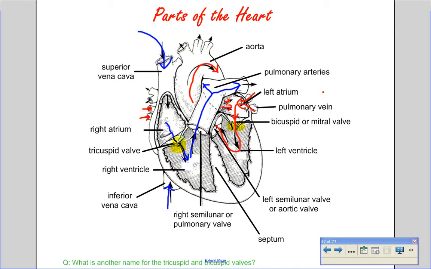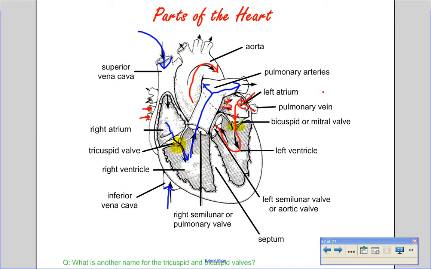The tricuspid valve has 3 points of attachment where this valve attaches down into the walls of the ventricle. On the left side is the bicuspid. Like the name suggests, instead of having 3 points of attachment, this one has 2 points of attachment. Another name that you might hear the bicuspid called is the mitral valve.